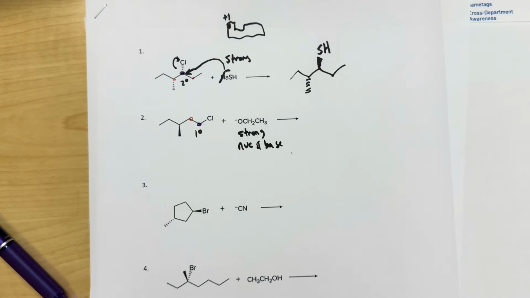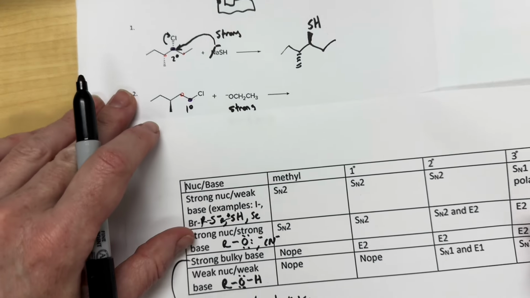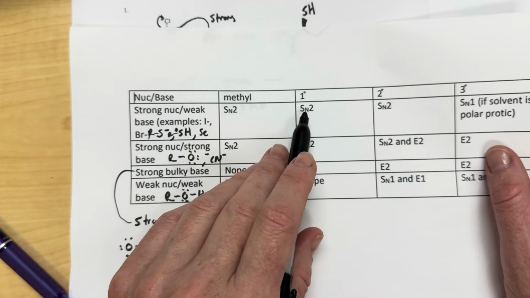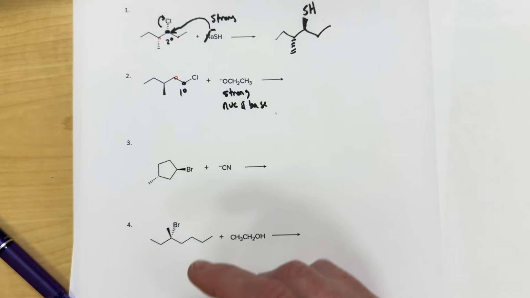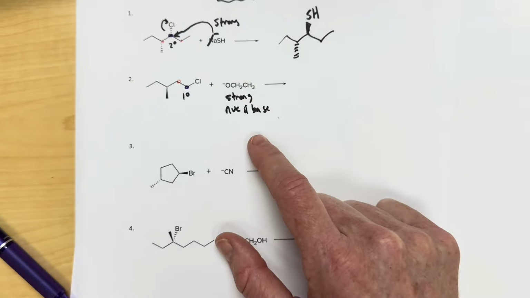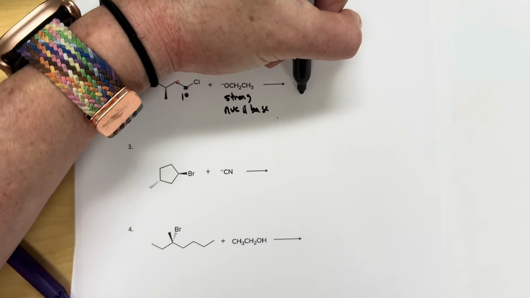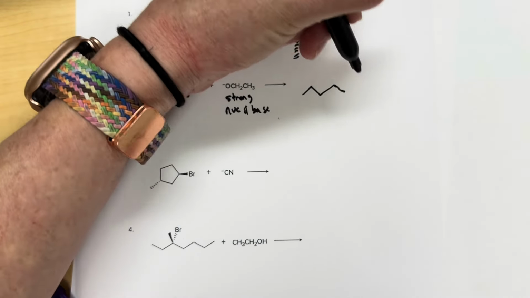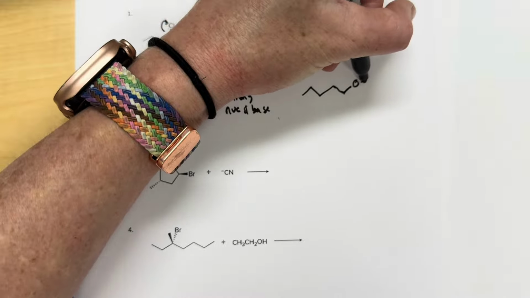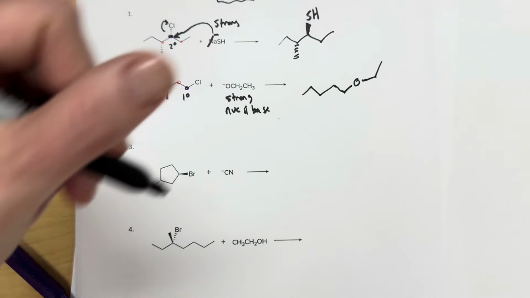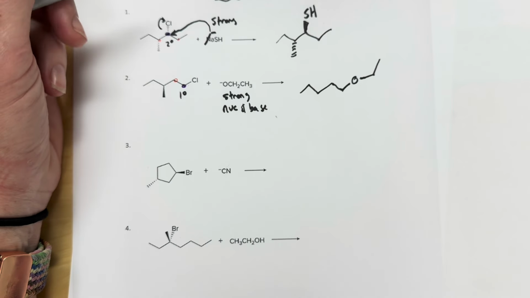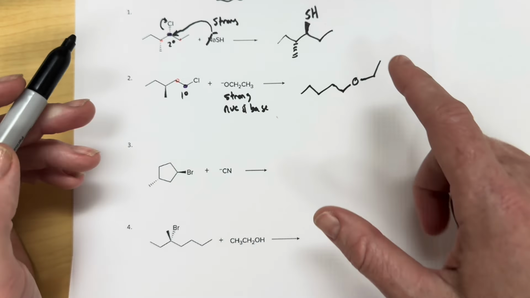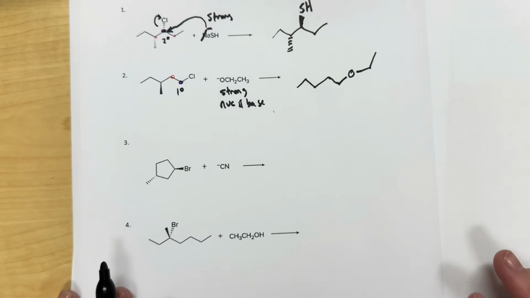Okay. But you go over here, you're like, okay, this thing is primary, it's attached, it's got a strong nuke and a base right here, it's going to be SN2. Now, depending on which class you're in, one of my classes we discussed the fact that E2 would be a potential product. It's just not going to be as much of a product, okay? So this will be your final answer. And again, if this had been on a wedge, that would have resulted in a dash, etc.